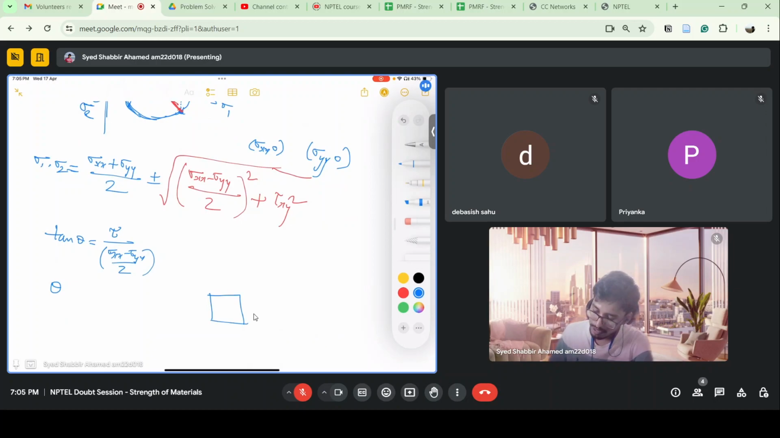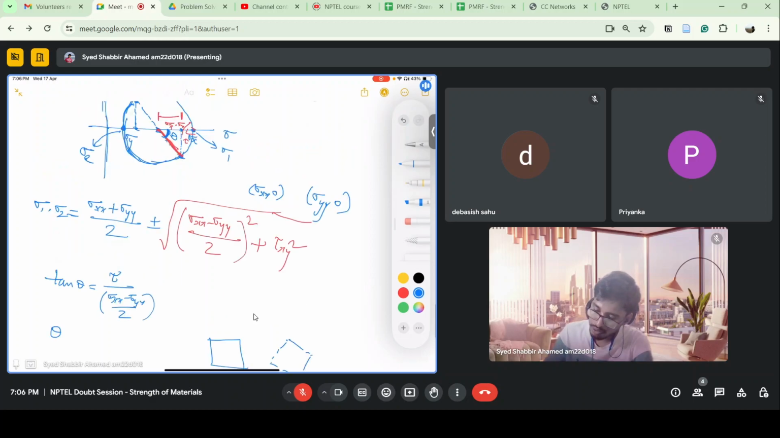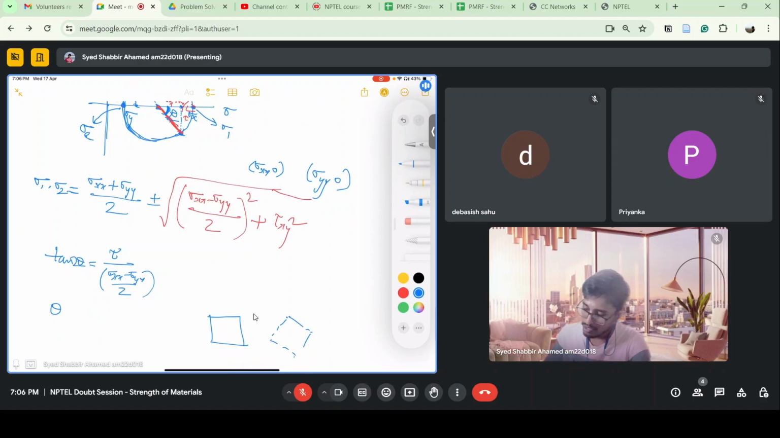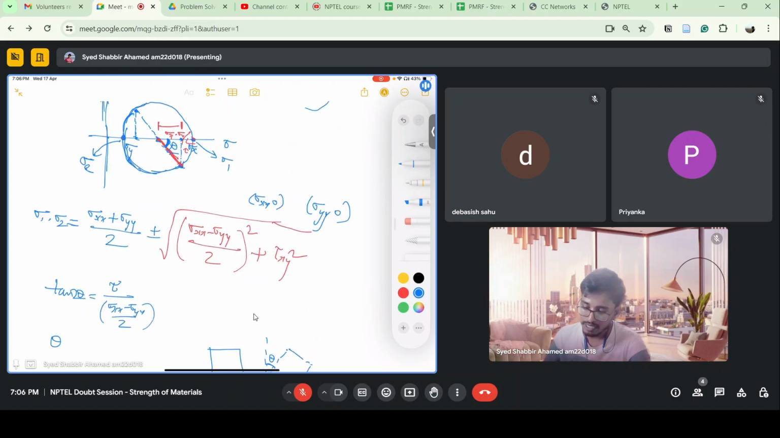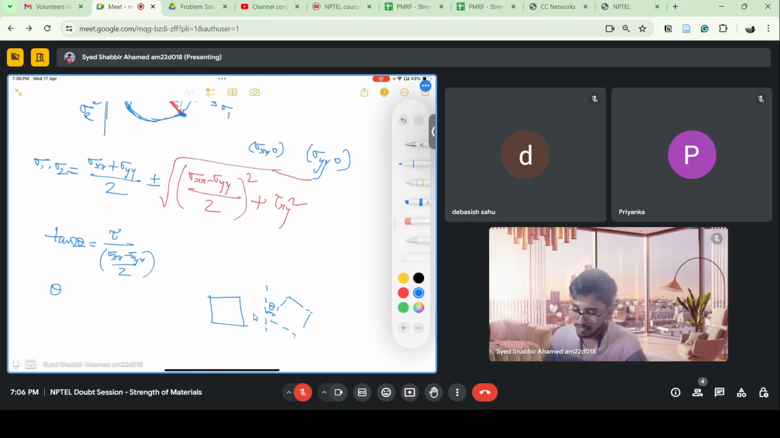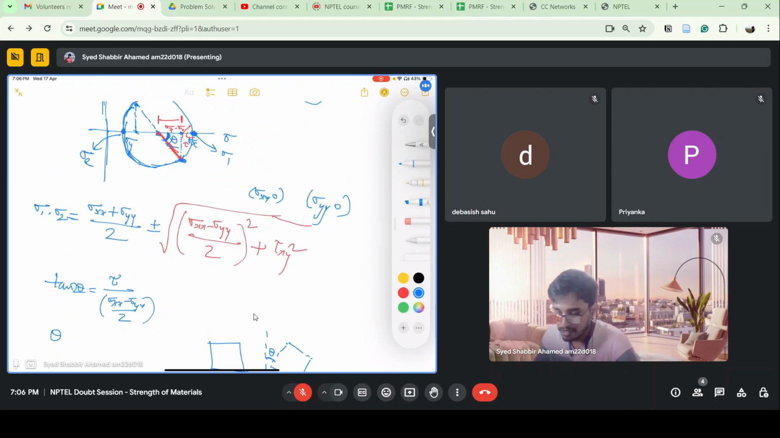This is my initial element. So my principal planes will be, let's say I'll just write it as 2 theta. Whatever the 2 theta which I get in Mohr circle, the orientation of principal planes from the initial planes is half of the orientation in the Mohr circle which we get. So this is my initial plane and this is my principal plane, present at some angle theta with respect to that.